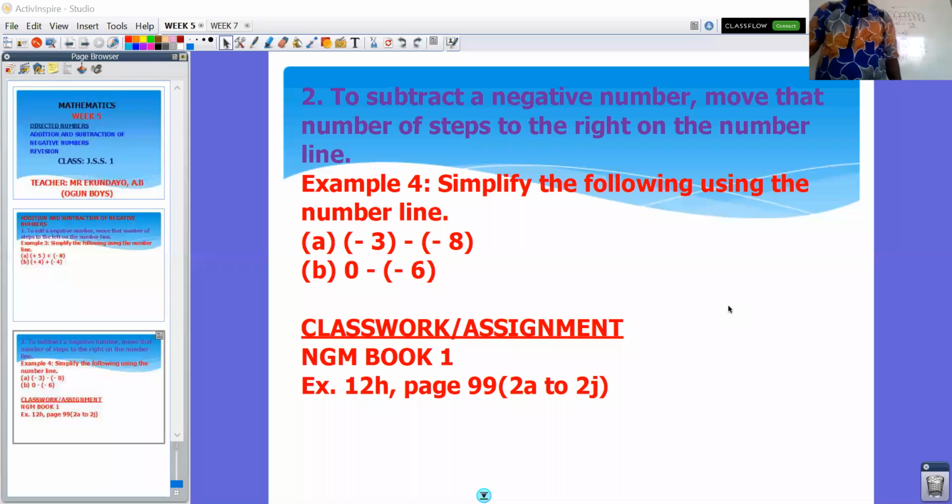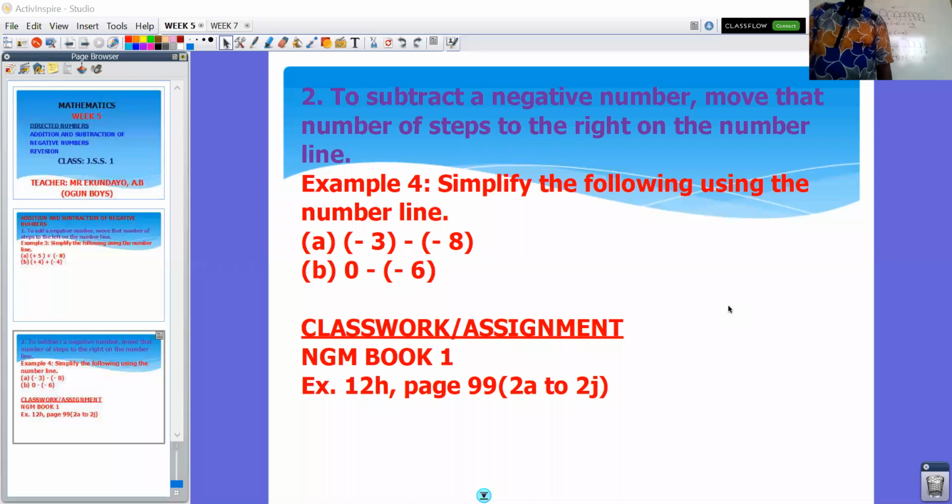So let's write. If you are done, signify. I think Lekonre Ade is done. Okay, it's only Rekonriade that is on. Write this one. To subtract a negative number, comma, move that number of steps to the right on the number line. So write example 4.